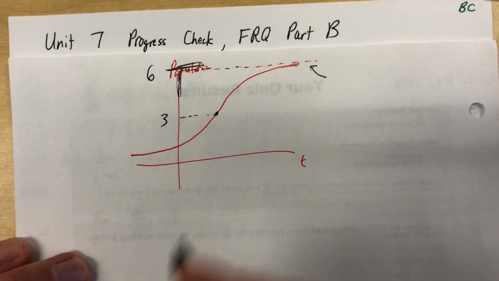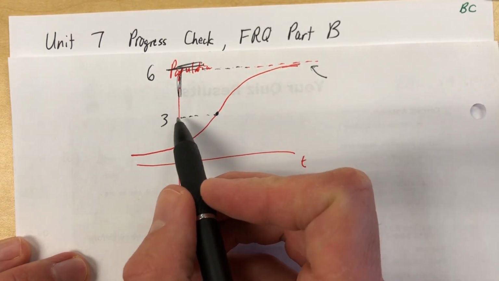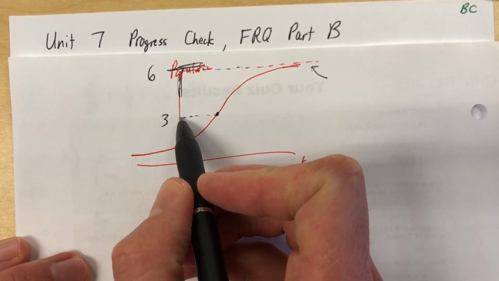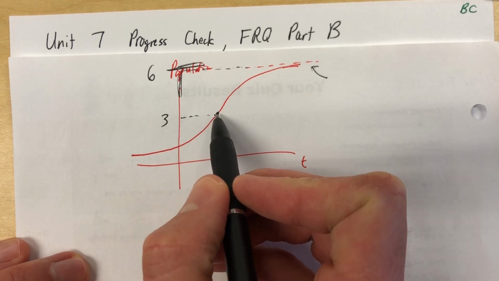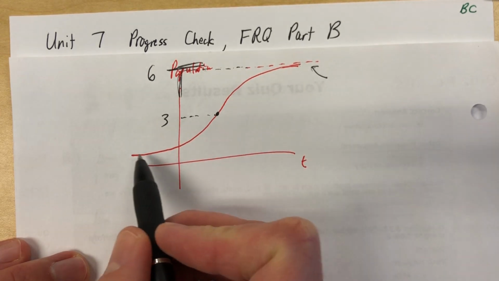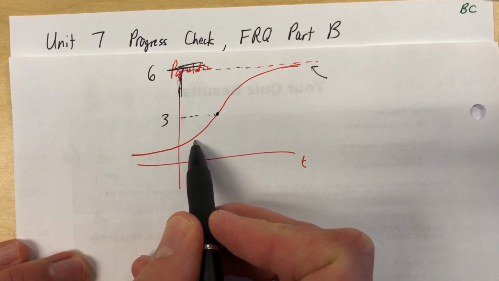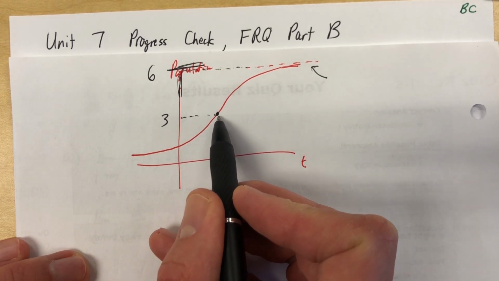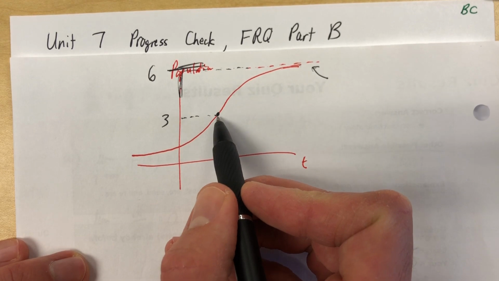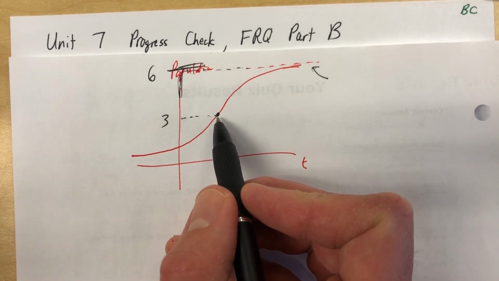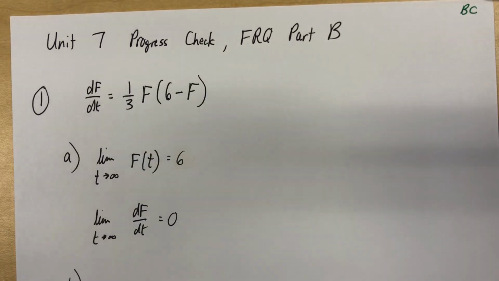Okay, when I have reached half my carrying capacity, which would be 3, then the function is increasing most rapidly. Notice that my slope is pretty much 0 here. It's increasing, my slope is increasing, slope is increasing, slope is increasing. Now my slope starts decreasing. It's a point of inflection. It's where my concavity changes. So let's just write it. Here it goes.